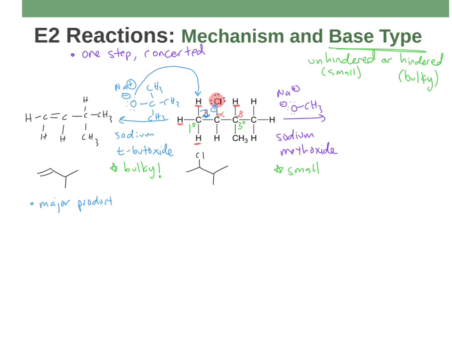Now, what we're going to see, I'm just going to let the cat out of the bag now. What we're going to see is that if I use a small base, so this stuff in purple, the sodium methoxide, what I'm going to get is going to be a different alkene as my major product. What I'm going to get is that we remove the other set of hydrogens instead.